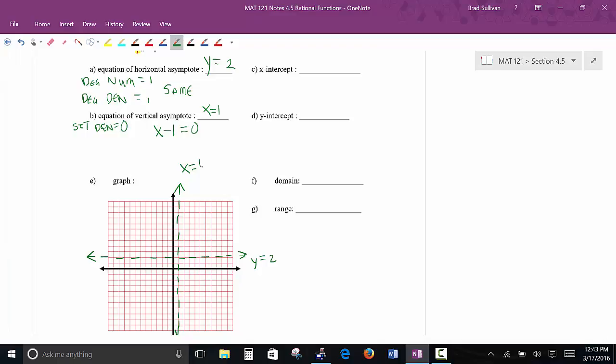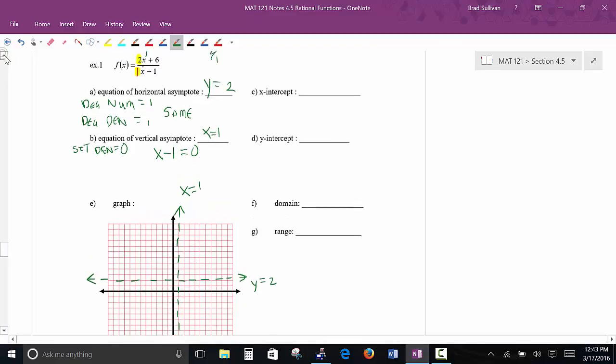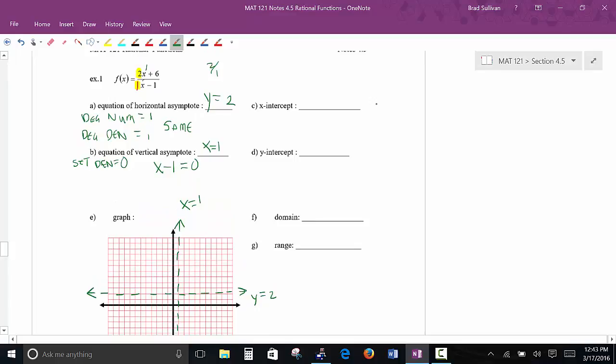Next step is we want to figure out what the x and y intercepts are. Okay? When you do an x-intercept, you always do x-intercepts the same way. What you do is you set the function or the y value equal to 0 when you solve the equation for x. Regardless of the function I give you, it's always the same thing. So what we're going to do is replace that f of x with 0. So we have that's equal to 2x plus 6 over x minus 1, like that.